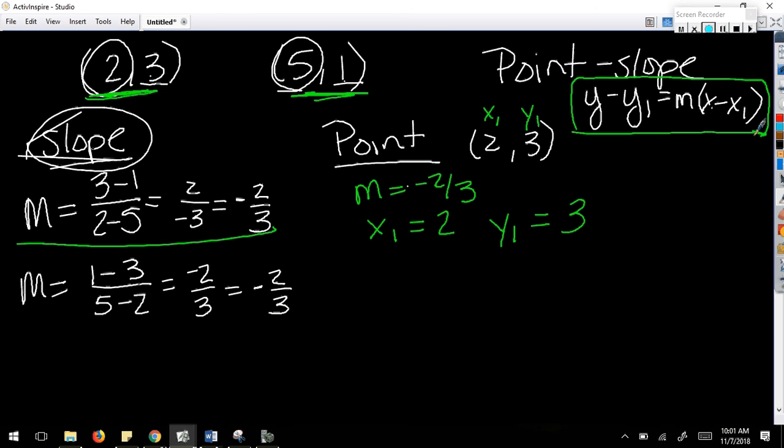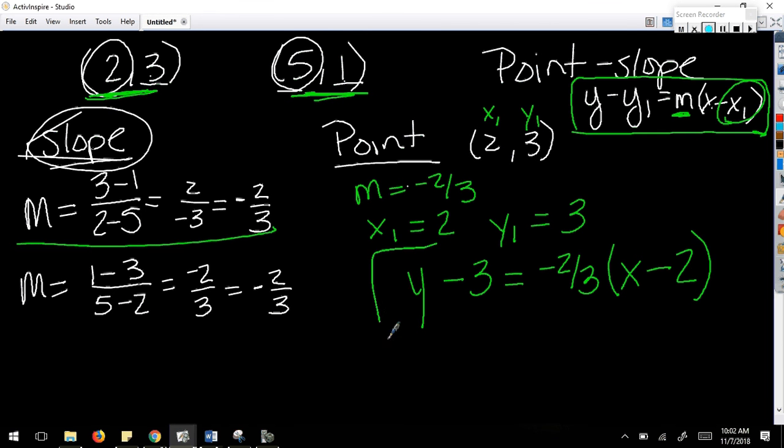Now, chapter 4. Okay, stay here with me. y minus what is y1? Equals slope, which is negative 2/3, times x minus, now what is x1? 2. That is it. That's it. That's the answer.